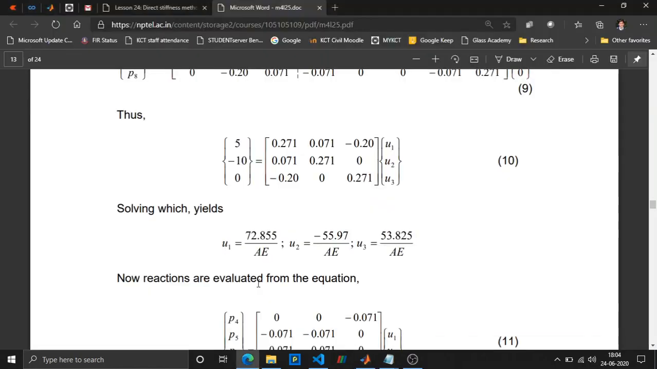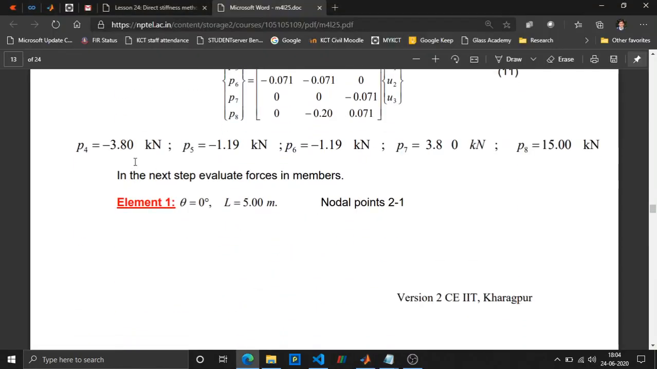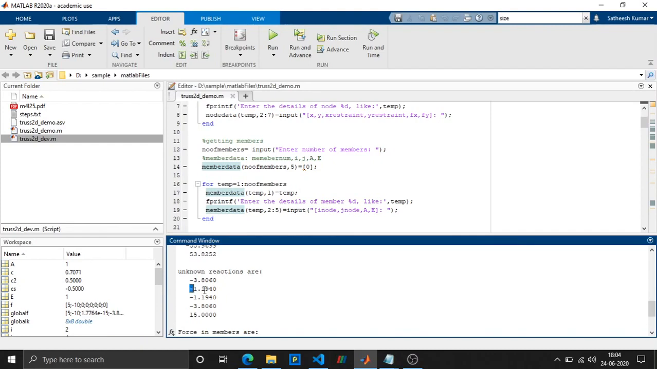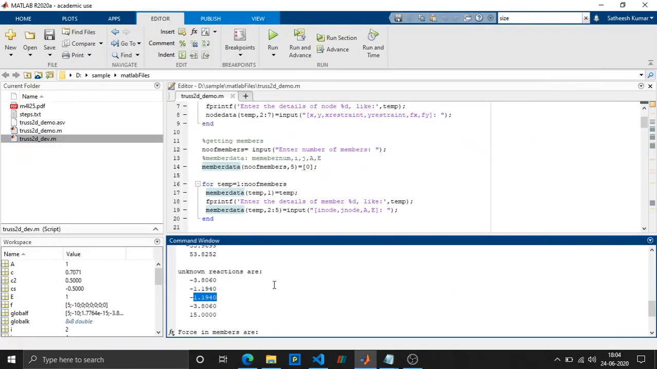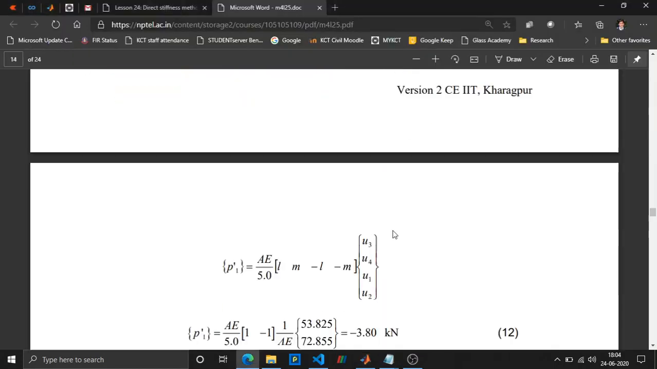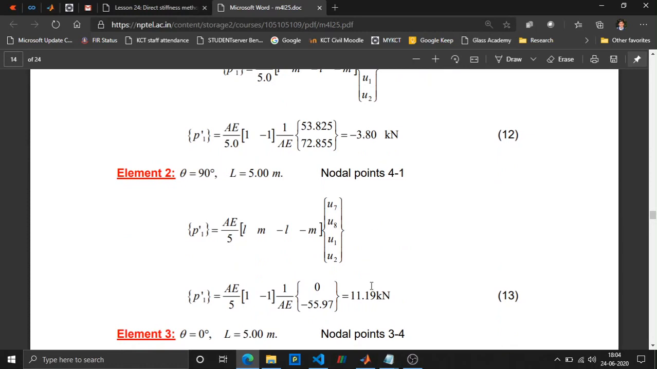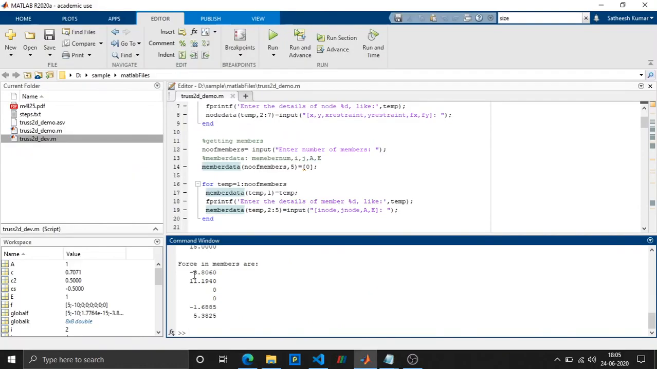And the unknown reactions are minus 3.8, minus 1.19, minus 1.19. Yes, these values are also matching with these calculated values. And the member forces are minus 3.8, 11.19, minus 3.8, 11.19. Yes, all these values are also matching.